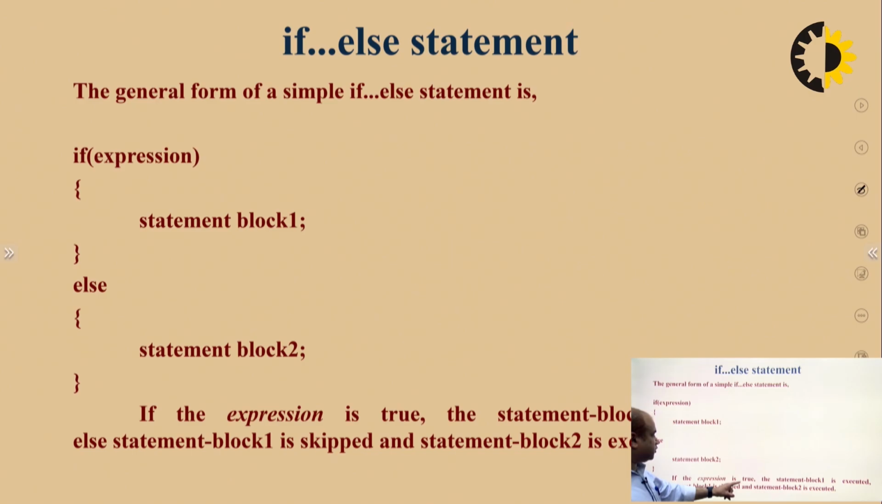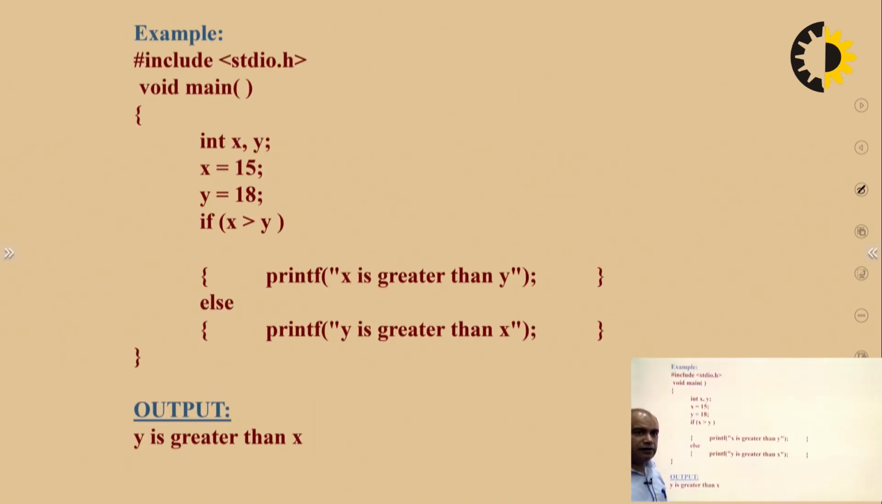So if the expression is true, the statement block 1 will be executed, else statement block 1 is skipped and statement block 2 will be executed. Let us see this example. Here we take the same example, value of x is 15 and value of y is 18. Earlier, the value of y was 13 and the if condition was true, because x is greater than y, so x was printed. Now, value of x is 15 and value of y is 18. In that case, x is not greater than y, which means this condition will become false.